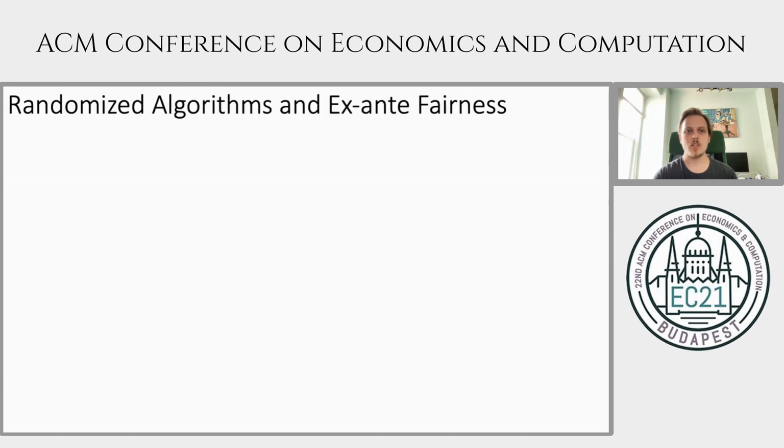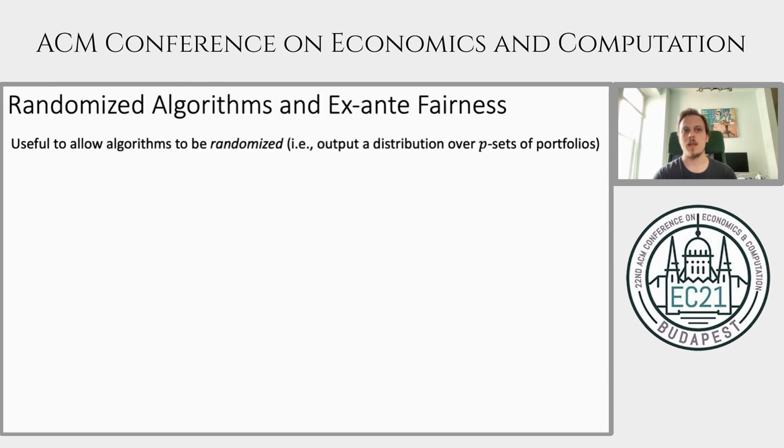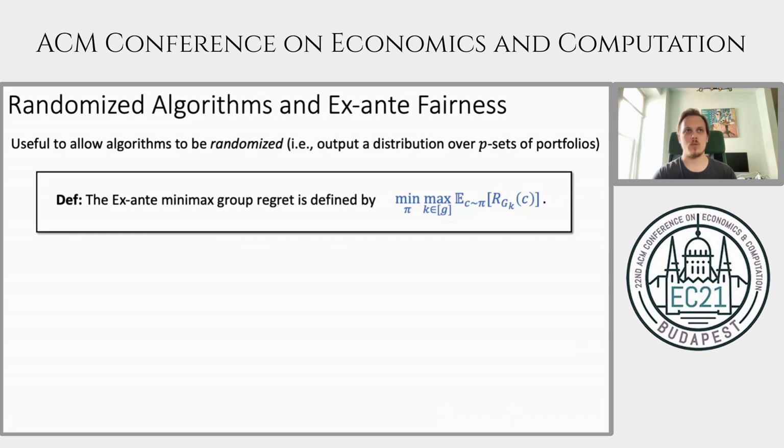Okay, so I mentioned that the randomized algorithm is going to output a distribution over sets of P portfolios, and that it optimizes a distributional version of the minimax group regret. So I just want to quickly say a little bit more about that. In this case, we're going to propose that you should optimize what we call the ex-ante minimax group regret, which is exactly the same as the deterministic version that we already defined, except now we're optimizing over distributions over portfolios rather than over sets of P portfolios themselves.